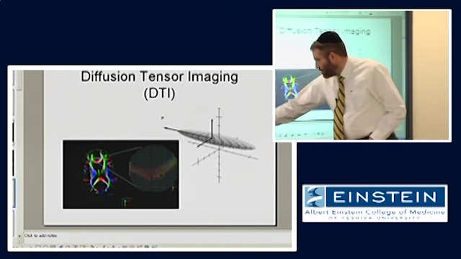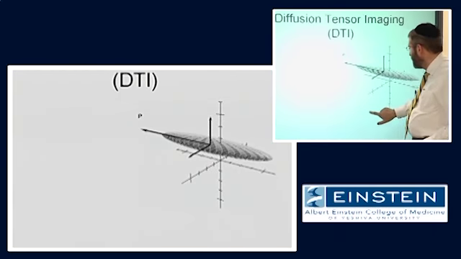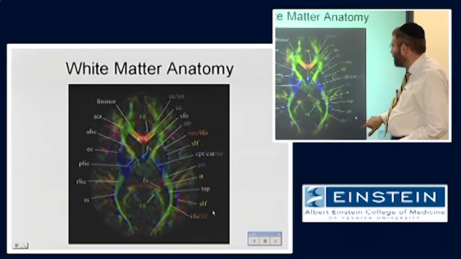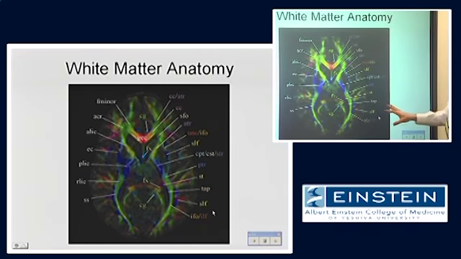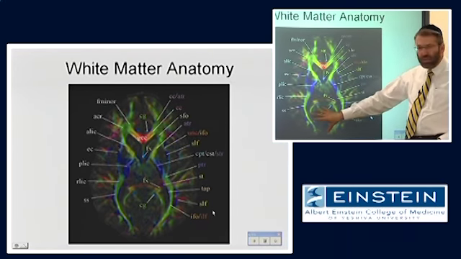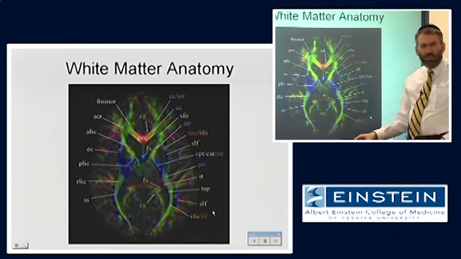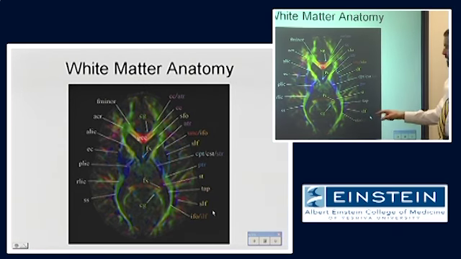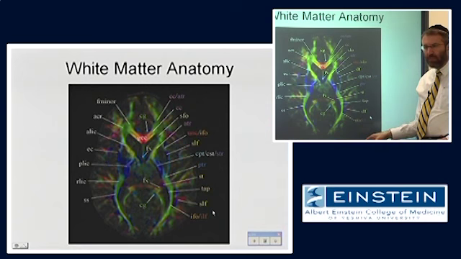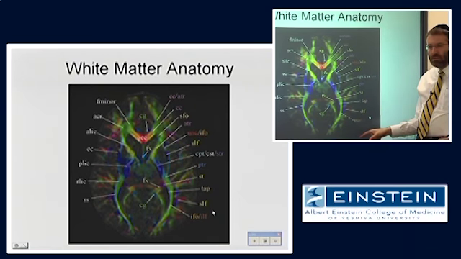So this image over here is an example of how you can color code based on the principal diffusion direction and do very detailed anatomic mapping of white matter pathways, simply based on identifying the principal diffusion direction.